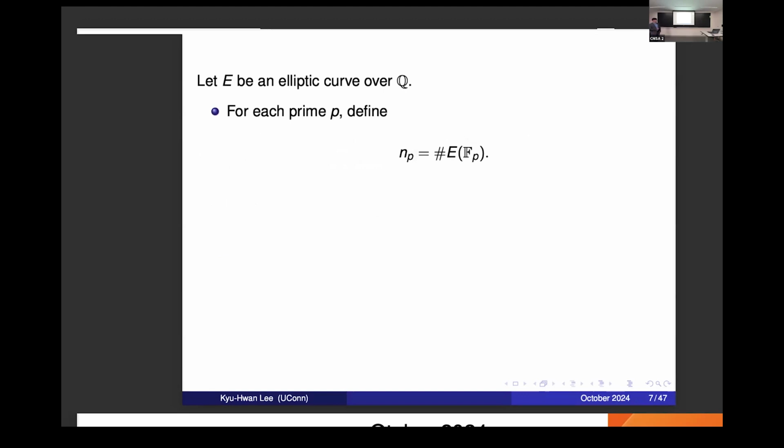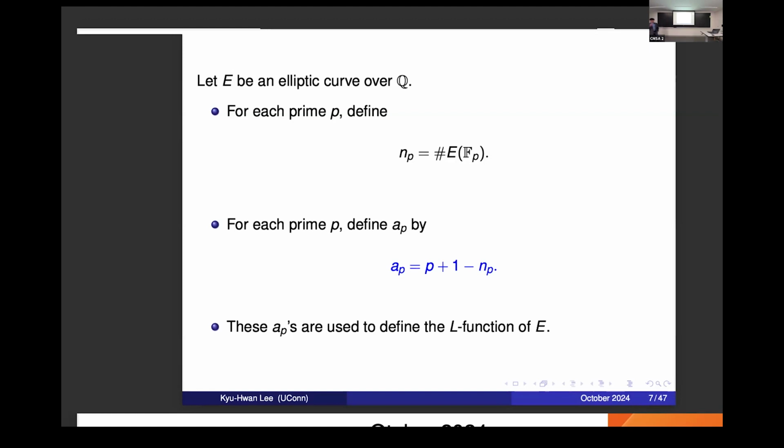the definition. So let E be an elliptic curve over Q, and for each prime P, we reduce the curve modulo P, and then count the number of rational points modulo P. Let's denote the number by NP. And for each prime P, define AP to be the deviation of NP from P plus 1. These APs are basically the essential information. Of course, there are a lot more details, but in any case, these APs are used to define the L function of the elliptic curve.